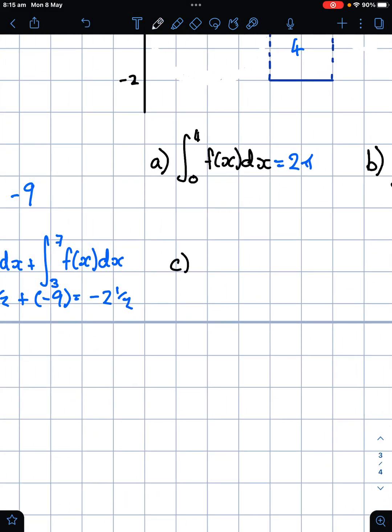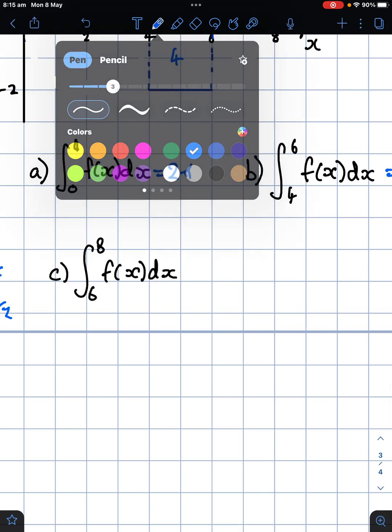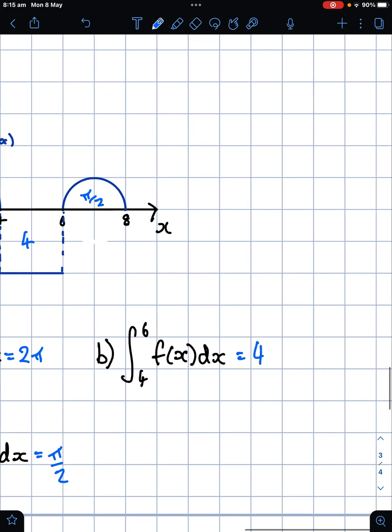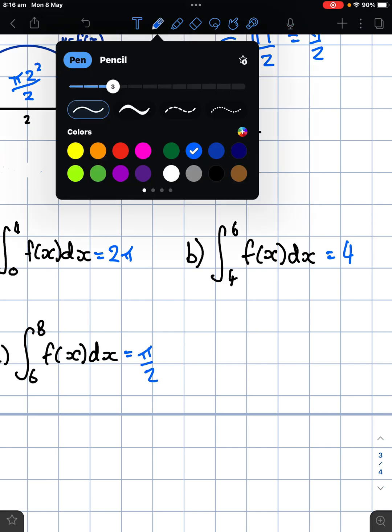C, we've got 6 to 8, integral of 6 to 8 f of x dx, and this is going to equal pi on 2, and that's because this is, I'm worried I'm going too quick, pi times 1 squared on 2, which equals pi on 2. And I've just used area formulas there for a circle.